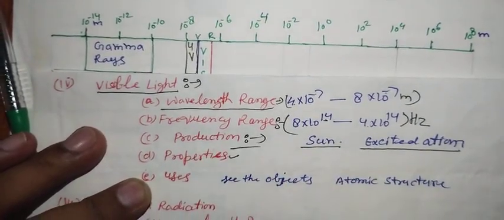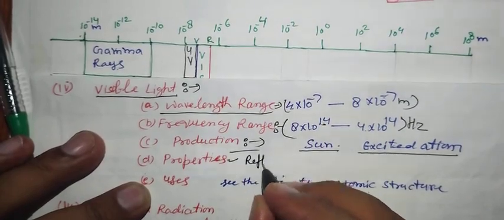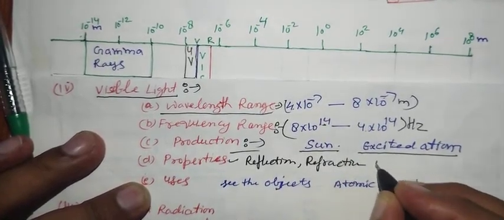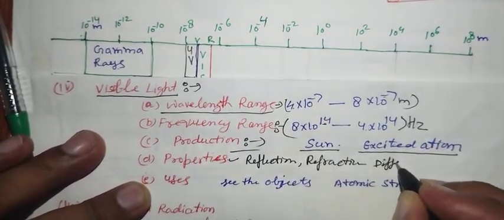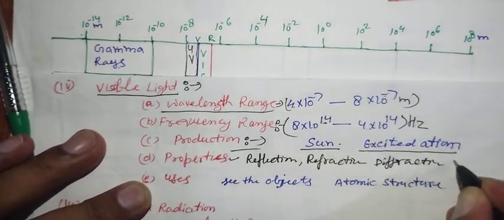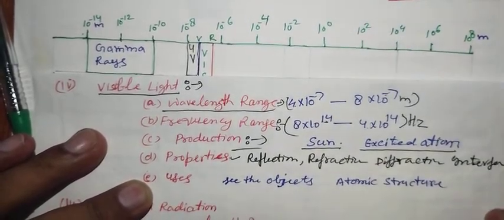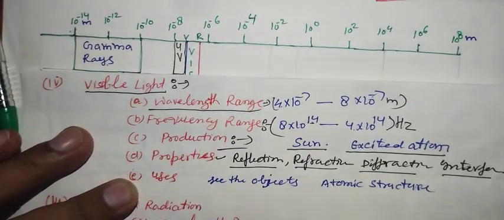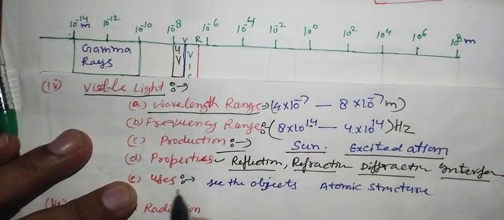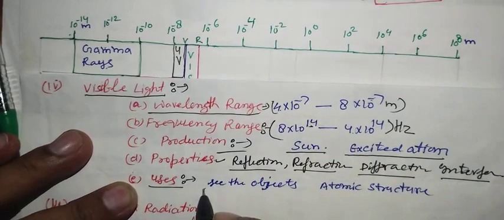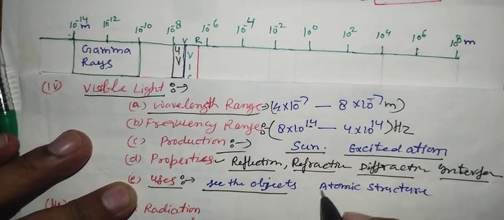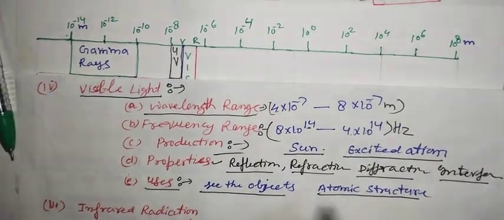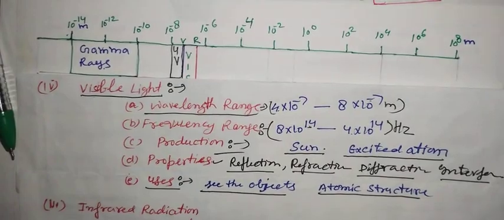Properties: various properties are shown by it, such as reflection, refraction of light, diffraction, interference, photoelectric effect, and polarization. Uses: visible light is used to see objects, analyze atomic structure, and many more works are done with the help of visible light.